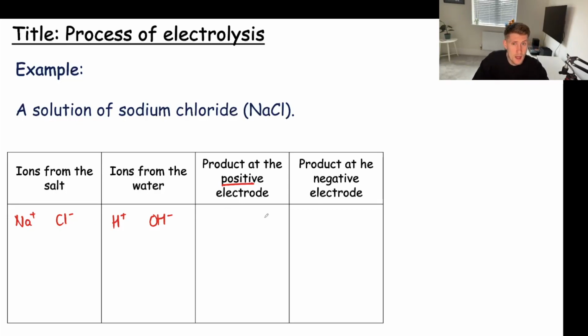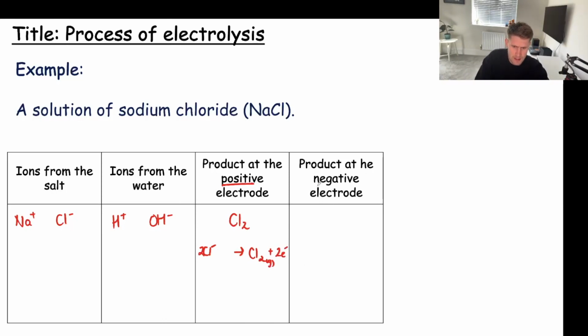Now, I am going to do the half equations for these just for completion, ready for the next video. So we know we form chlorine gas. To do that, we start off with two chloride ions, and each chloride ion will lose an electron to form the chlorine gas. So we do 2Cl- gives Cl2 plus 2 electrons.